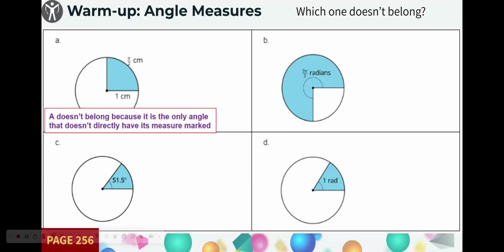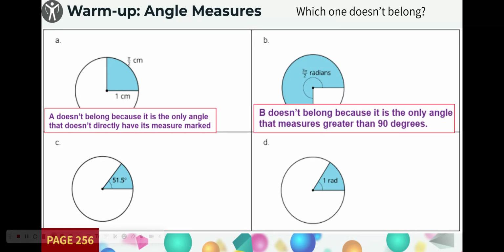A doesn't belong because it is the only angle that doesn't directly have its measure marked, which is correct. Of all the three choices here, the central angle is out. Okay. B. Why B doesn't belong? Because it is the only angle that measures greater than 90. As you can see, that would be 270 instead of 90.